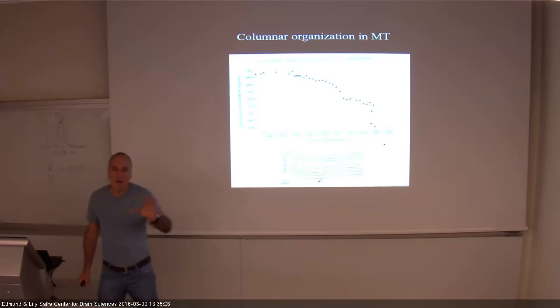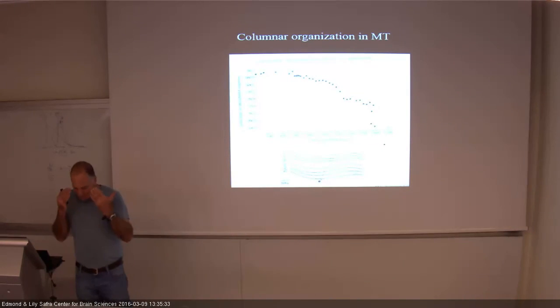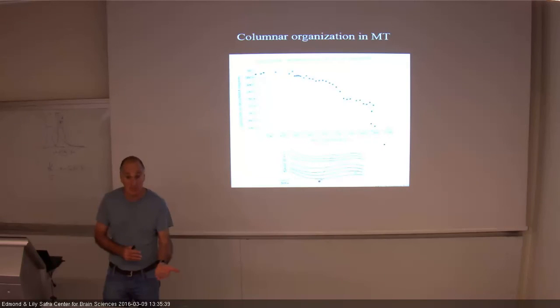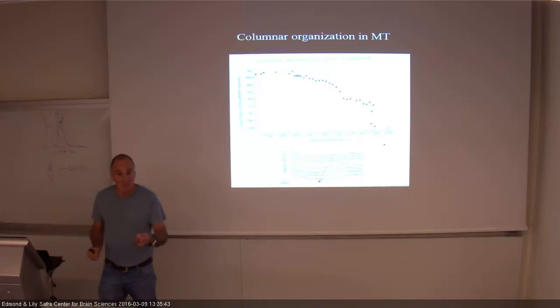Now, we're talking about MT, where cells are direction selective. So you want to think about the logic of your experiment. You're not going to test color vision if you're stimulating MT cells. You're going to test motion selectivity. That's obvious, but that's not enough. You also need to know something about the fine structural anatomy.